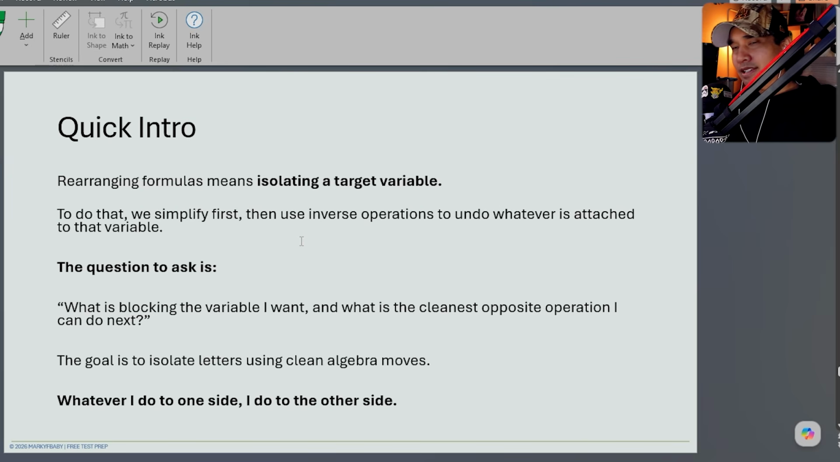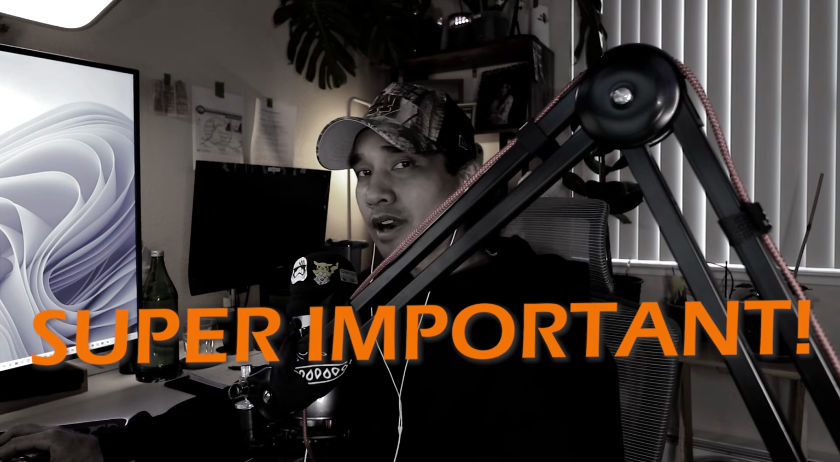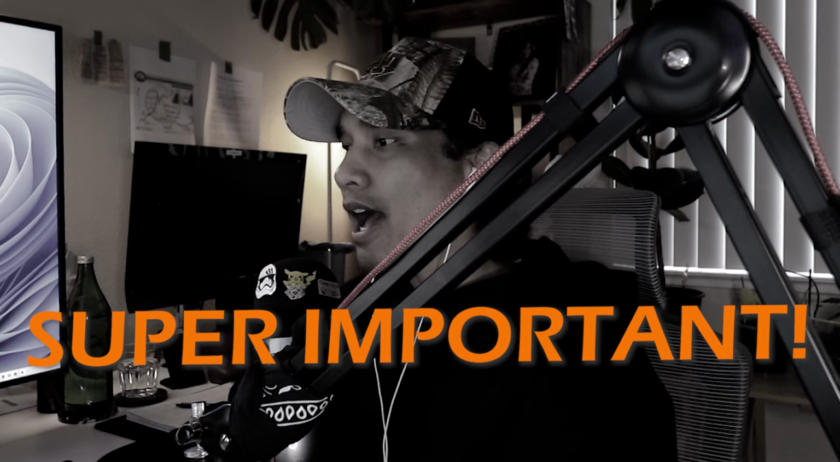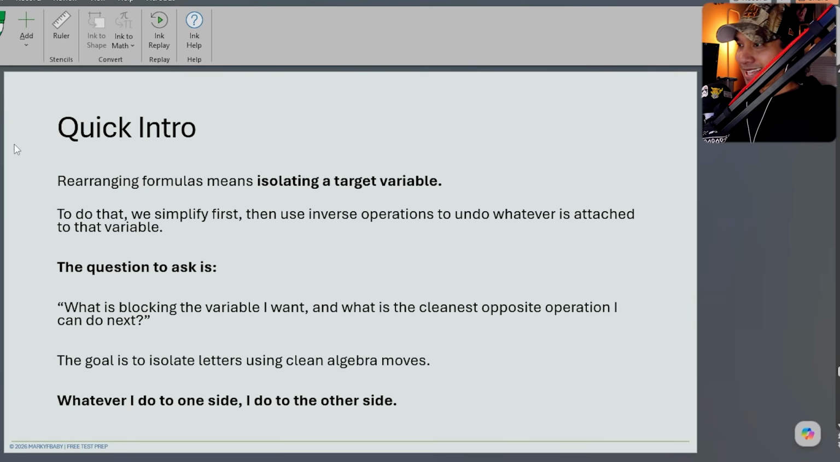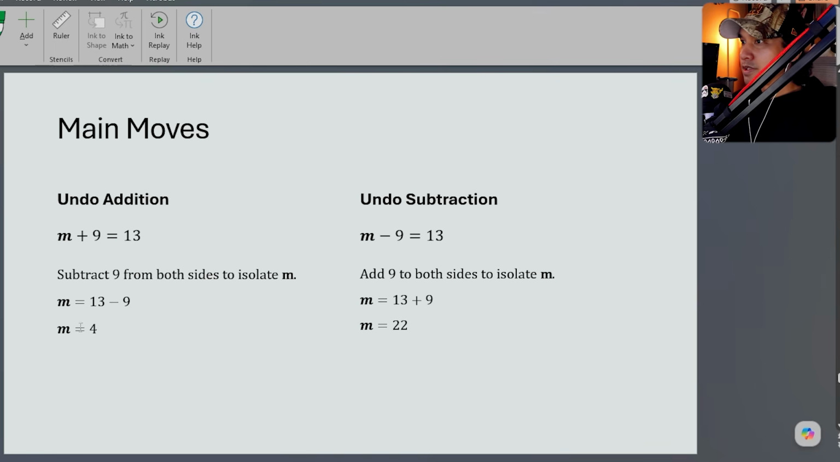The goal is to isolate letters using clean algebra moves. Whatever I do on one side, I do to the other side. I hope that makes sense. Okay, now let's move on to the main moves.